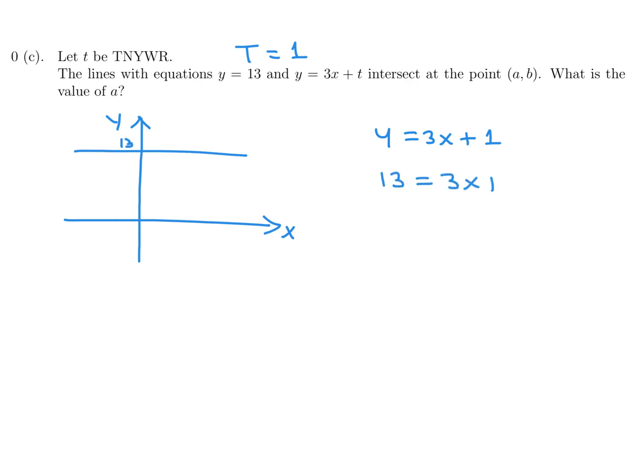So 3x plus 1, that's going to be 3x is 12, and therefore x is 4. And if x is 4, then that means the value of A is 4, right? Because that's the intersection point. That's the x coordinate of the intersection point. So A is 4.